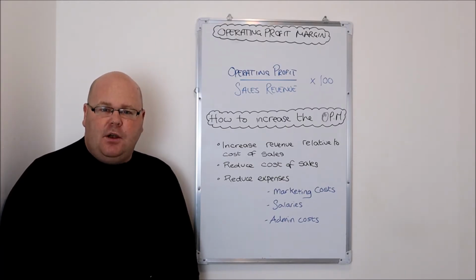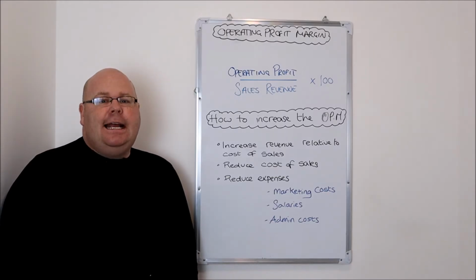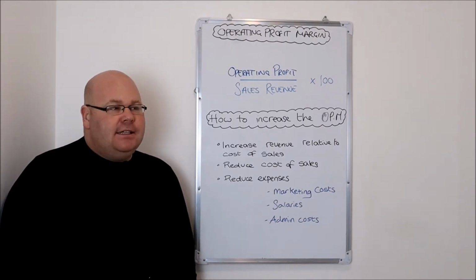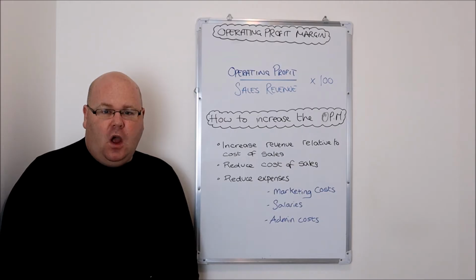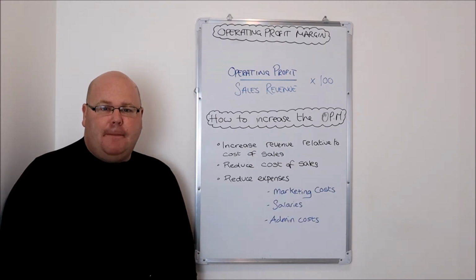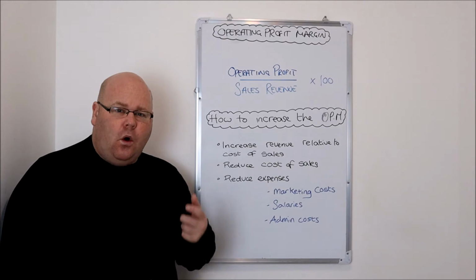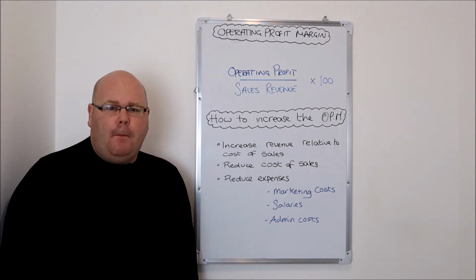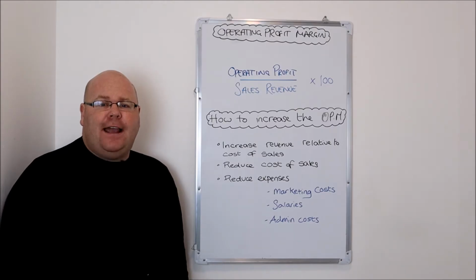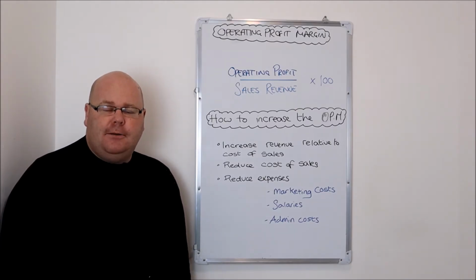Today this video is going to investigate the topic of operating profit margins. Now, the operating profit margin is a measurement of how efficiently managers are converting sales revenue into operating profit. It's a profitability ratio that allows us to see what percentage of every £1 sales revenue we achieve we are able to effectively convert into operating profit.